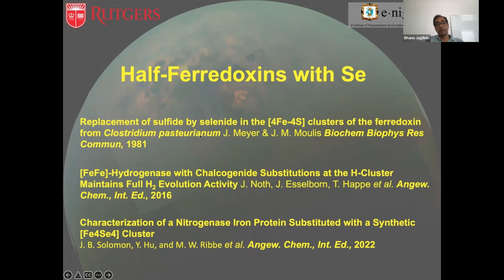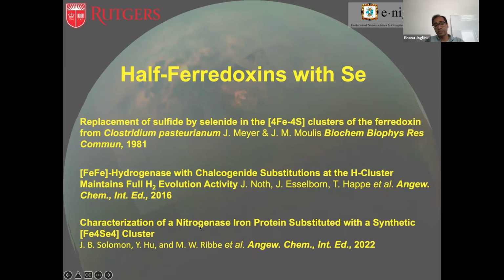So this is one example. A ferredoxin, with its 4-iron cluster, was replaced with selenium clusters and was characterized well. And recently, Esselborn, a former ENIGMA member, and the group of Thomas Happe took an iron-iron hydrogenase, and one of the iron-sulfur clusters was replaced with iron-selenium clusters, and the hydrogenase is still functional. Likewise, this is the most recent paper, from Markus Ribbe's group, published just 2 months back.